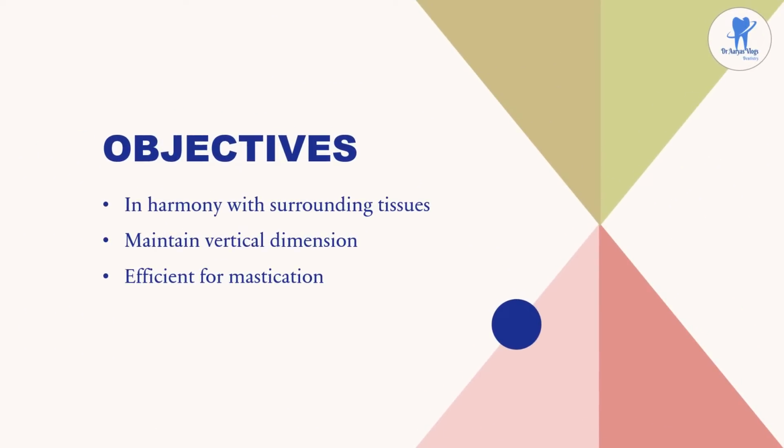Coming to the objectives in teeth selection. The teeth should be in harmony with the surrounding tissues. They should maintain the vertical dimension and should be efficient for mastication. The posterior teeth should be selected based on function, and anterior teeth selected predominantly based on aesthetics.